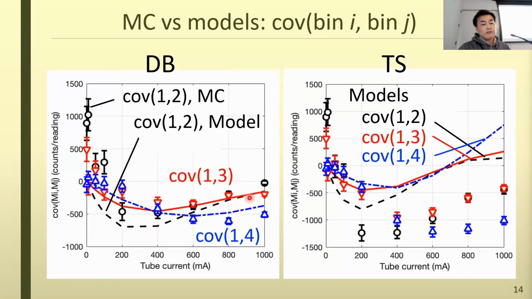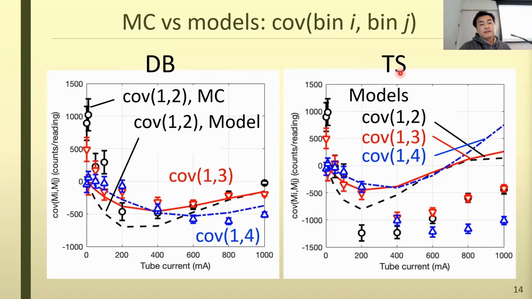If you take a look at the covariance between bin 1 and 3 in red, or 1 and 4 in blue, you see that there's a decent agreement between the statistical model and the Monte Carlo data. So DB behaves close to what the statistics is expected to show.